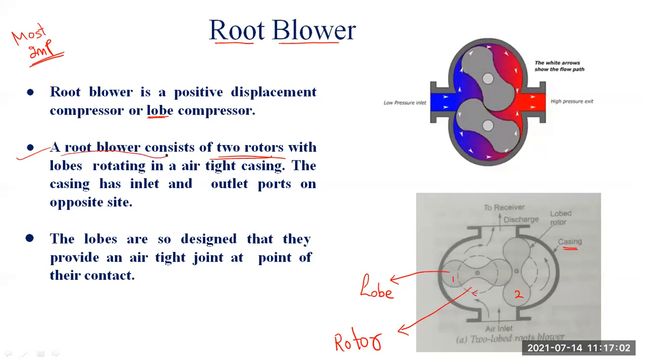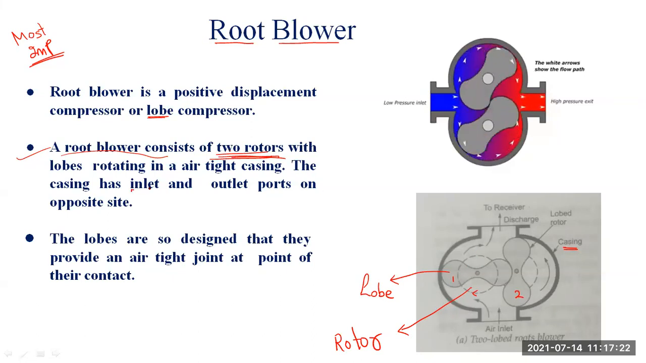A root blower consists of two rotors. This is rotor 1, and this one is rotor 2. It consists of two rotors with lobes rotating in an airtight casing. Inside this airtight casing, these two rotors and the lobes will rotate.